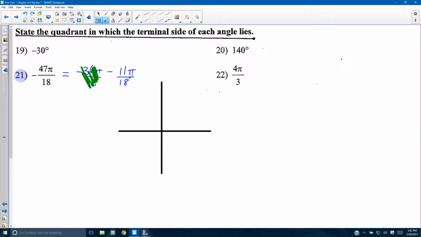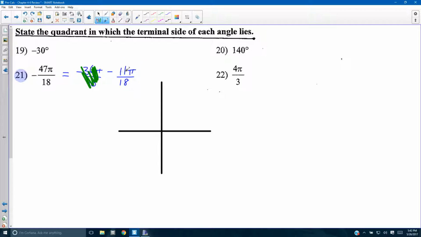So we'd go 110 in the clockwise direction. If you didn't know that, here's what you do have to know. Pi is 180, so 11/18 is less than 1. I know the answer will be less than 180. The only question now is, is it more than 90?